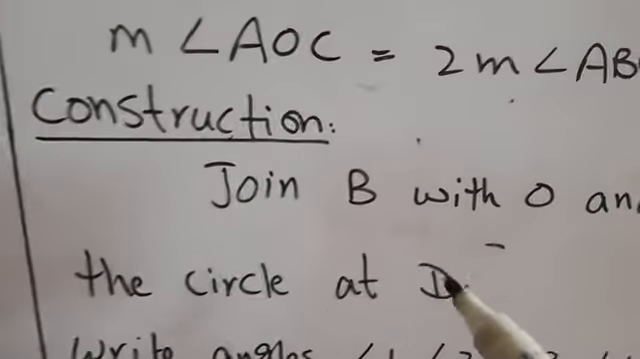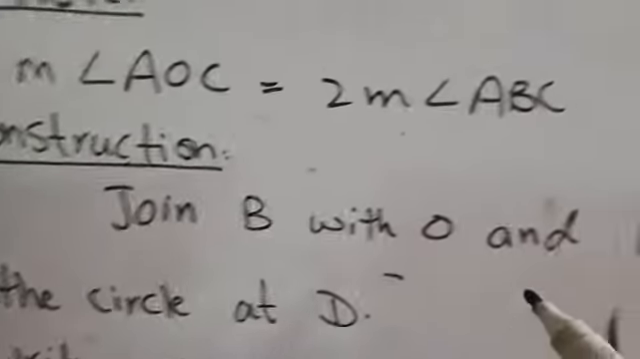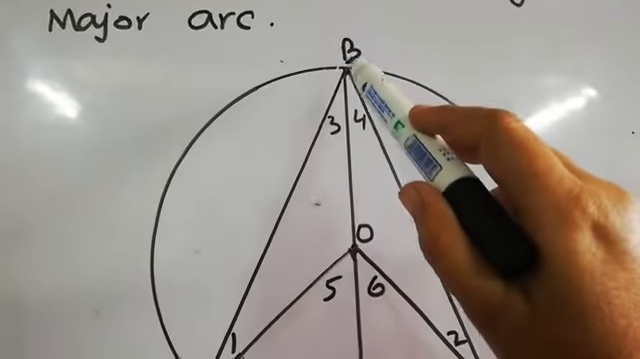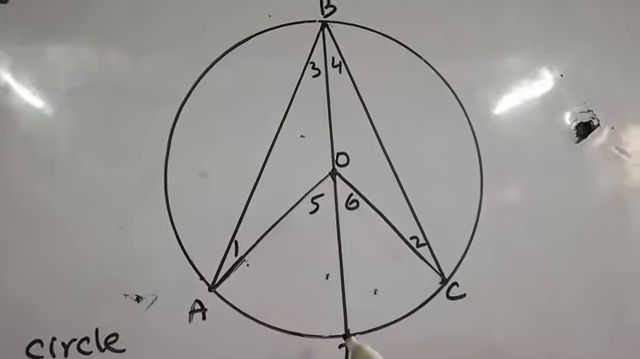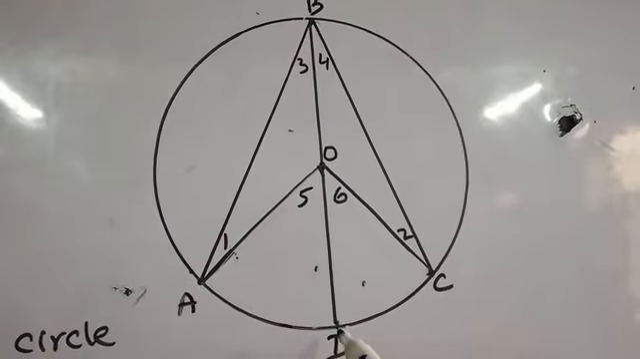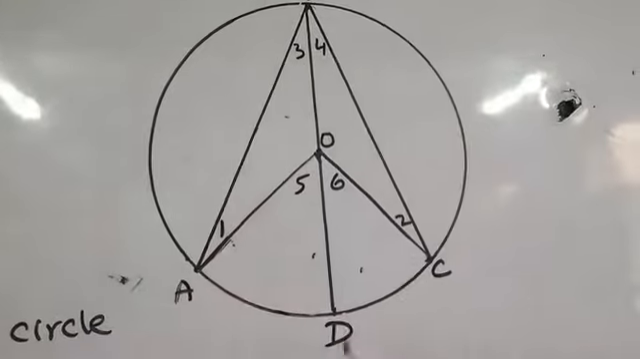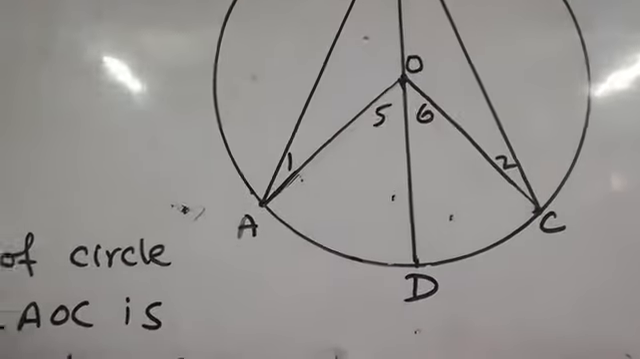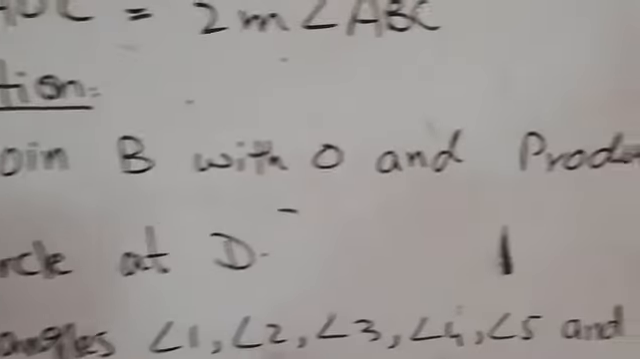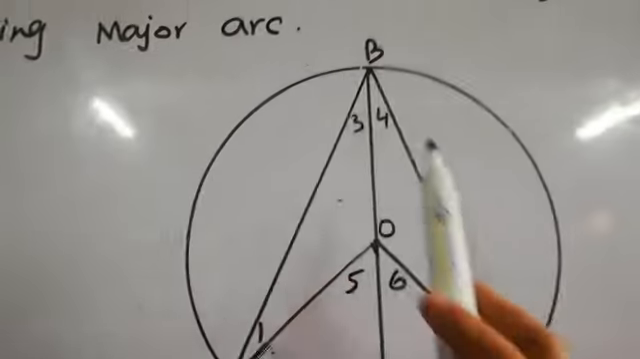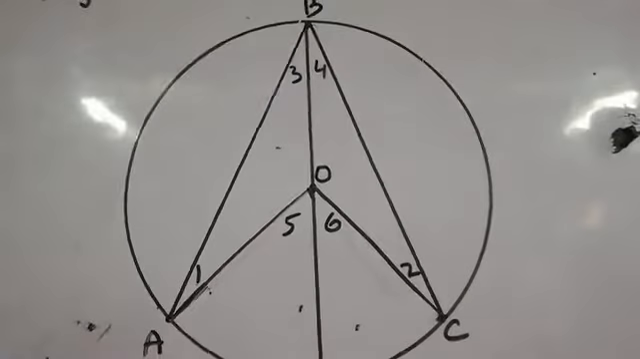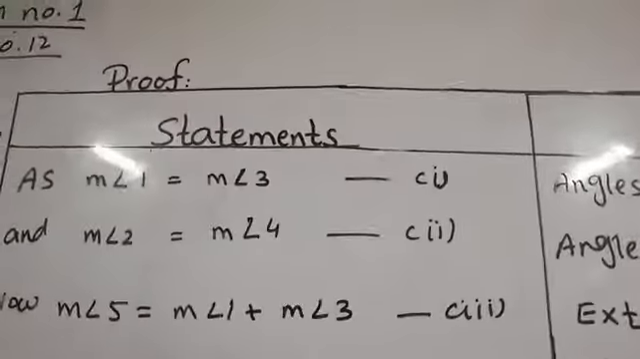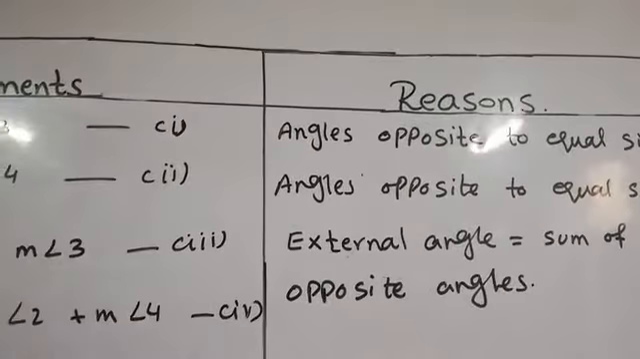Now construction: we will join B with O and produce it to the circle. We will join B with center O, and we will produce the line so that it intersects the circle at the point D. After that we will have 6 angles. Now we will name these angles: angle 1, angle 2, angle 3, angle 4, angle 5 and angle 6. And after that, now we will move to the proof, with statements and reasons in the table.